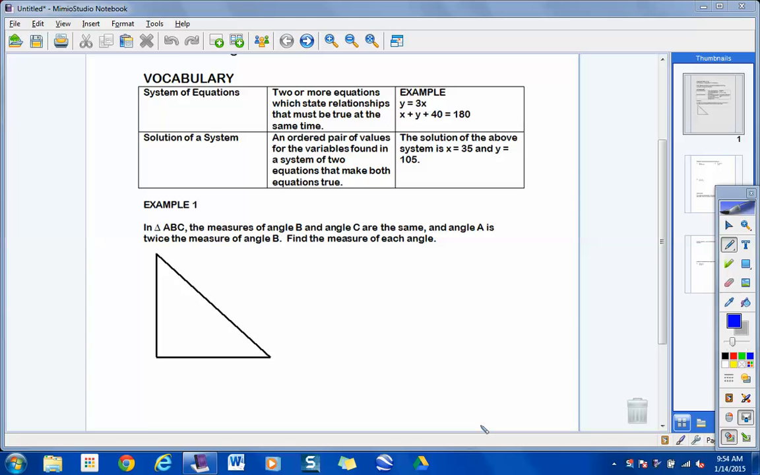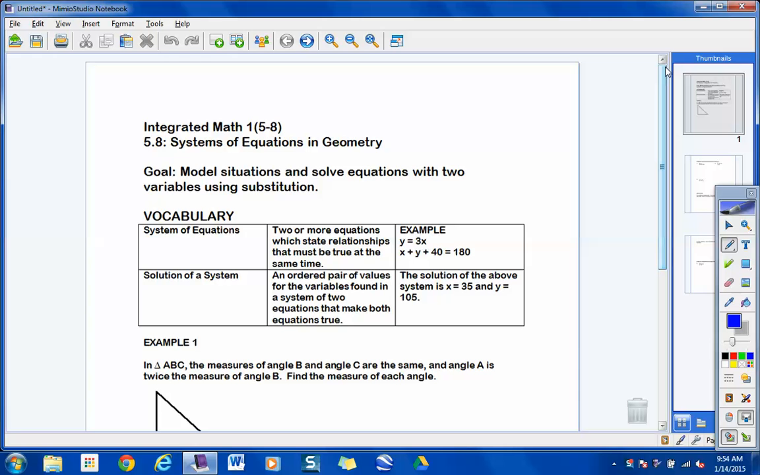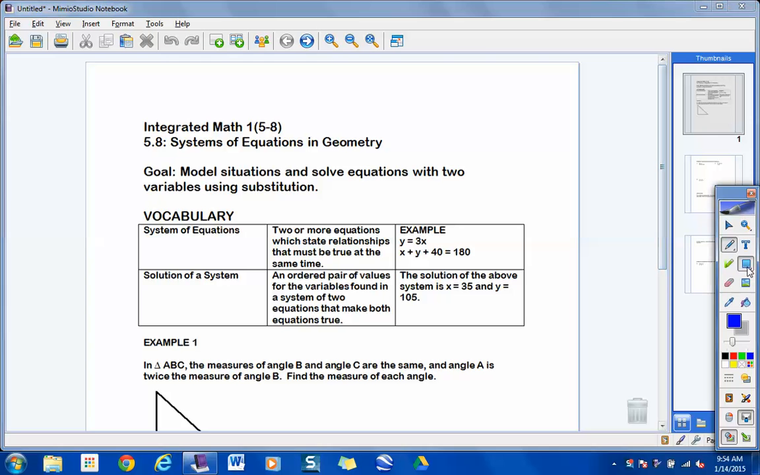Guys, section 5.8 is titled Systems of Equations. And we're going to look at this in an algebraic sense and also a geometric sense. We're going to use the idea of systems of equations to apply it to some geometry concepts. So goal-wise today, we are looking at modeling situations and solving equations with how many variables? What's it say? Two. We're going to just go ahead and talk about two today.